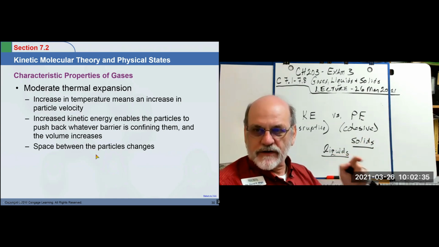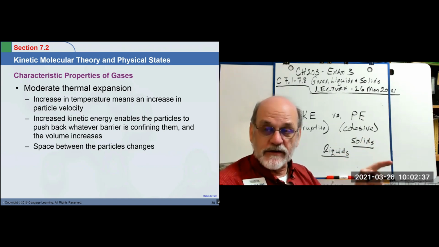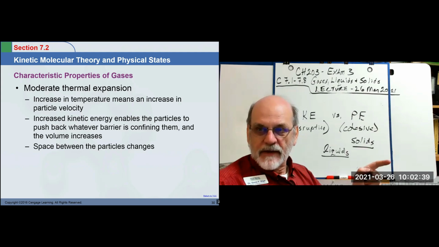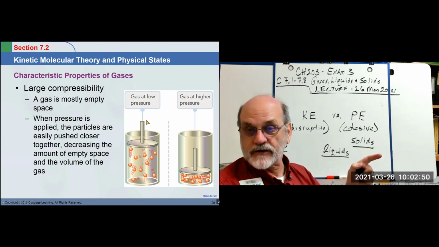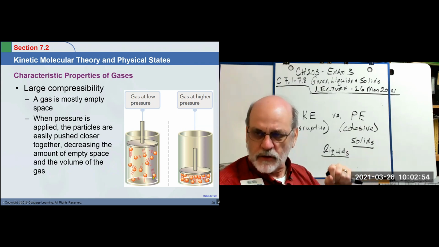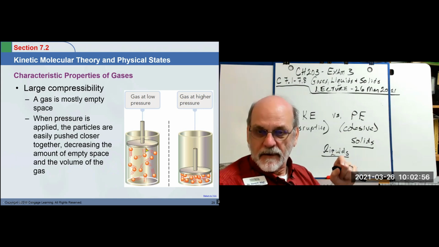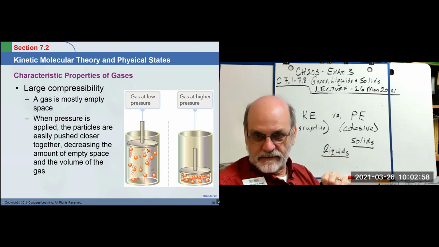And when you increase the energy of the particles by increasing their temperature, what happens? Well, they smack against the walls. They hit the walls harder. And if one of the walls is movable, they'll hit it hard enough to move it against that constant pressure. So when you change the temperature, that's why the volume increases.